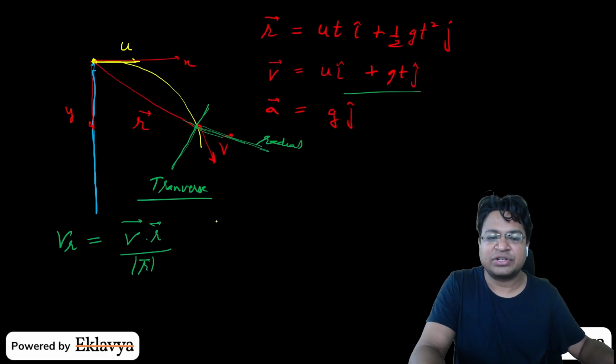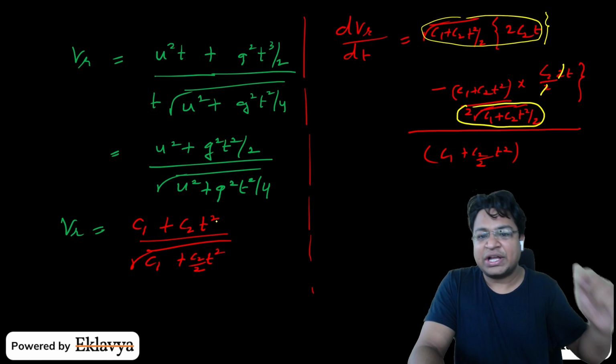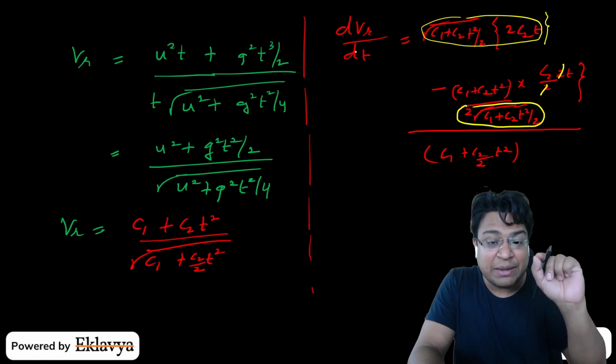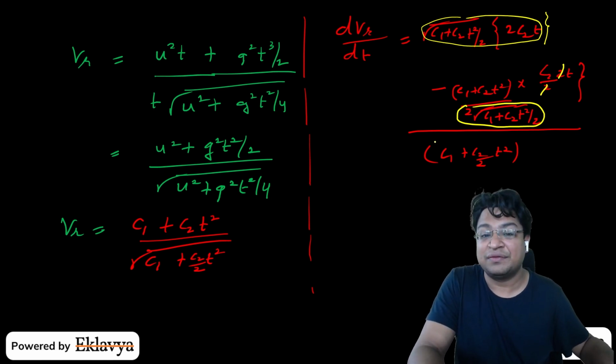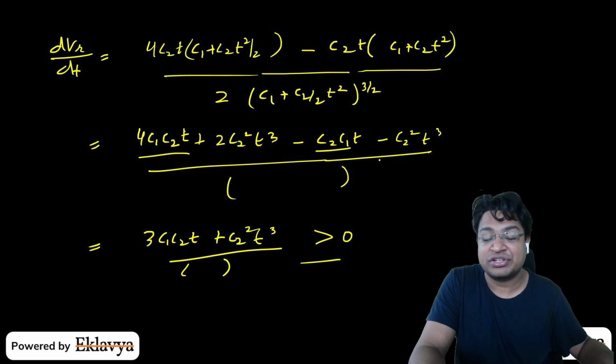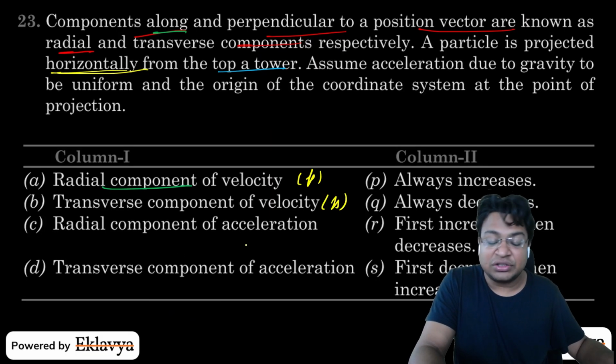Now, radial component of the acceleration. Now, this is important, guys. Since we have already calculated dvr by dt, you may be tempted to believe that this is the radial component of acceleration, but it is not. This is not the radial component of acceleration.